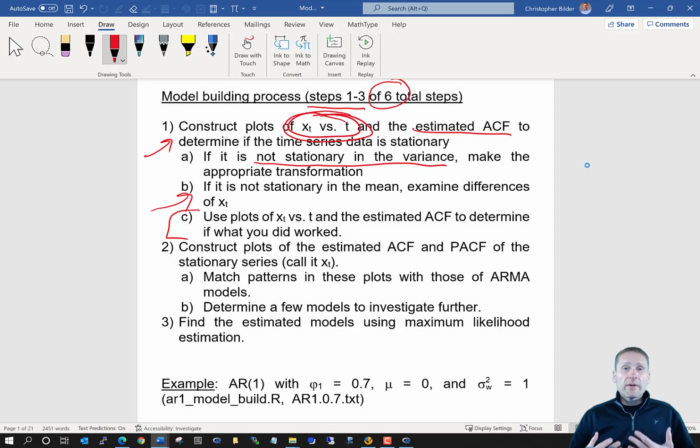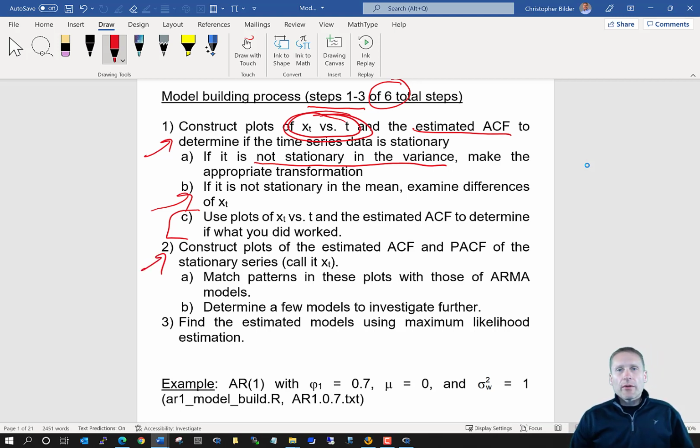And once we see that we have non-stationarity in the variance or the mean, we make changes like we've talked about before. Maybe use a log transformation to try to deal with the variance issue, use differences to try to deal with the mean issue, and then we construct the same kinds of plots again for our transformed data to see if our resolutions worked.